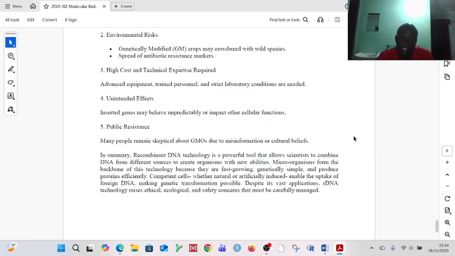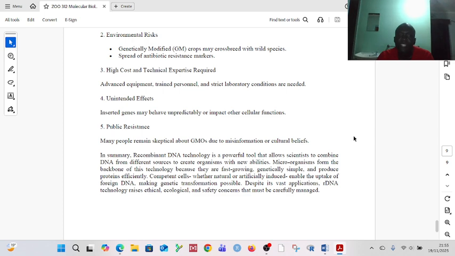So just to summarize, recombinant DNA is a powerful tool which allows scientists to combine DNA from different sources. Then, by combining DNA from different sources, they end up creating organisms that have new abilities. Okay. Microorganisms form the backbone of this recombinant DNA technology, because one, they grow very fast, they are genetically simple, and they produce proteins efficiently.